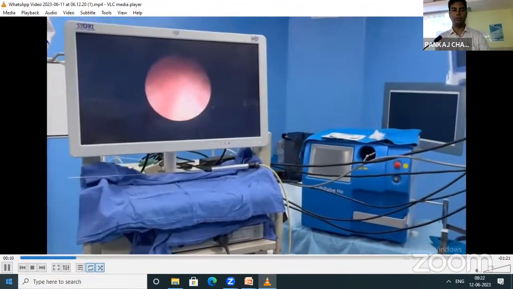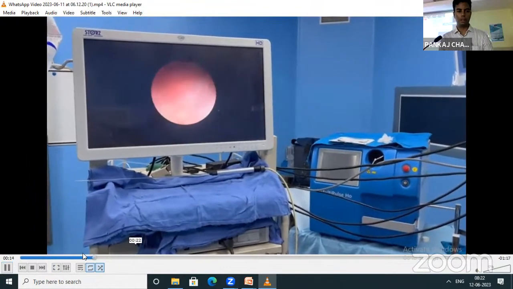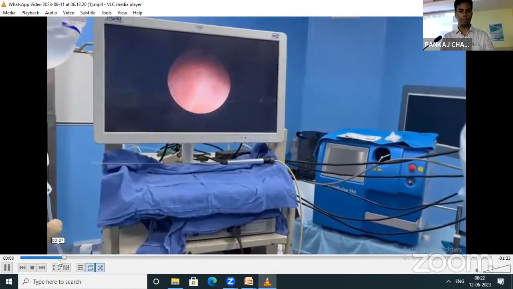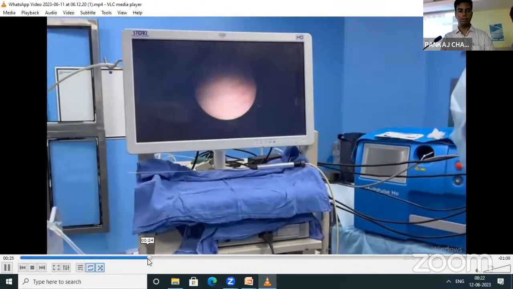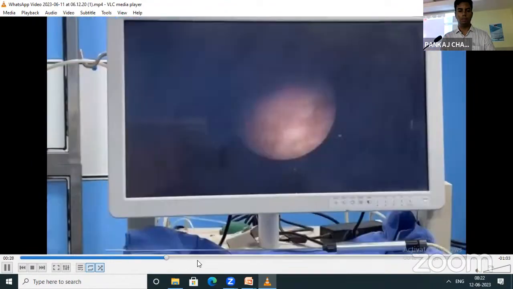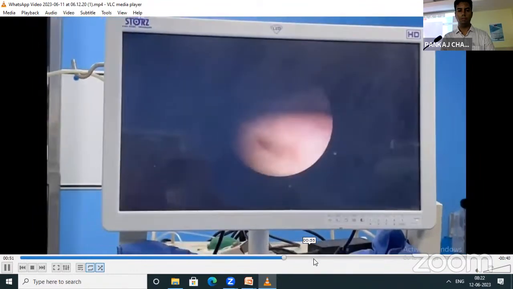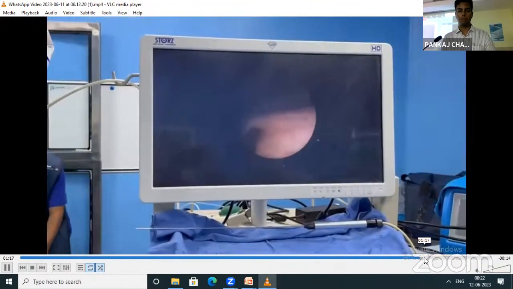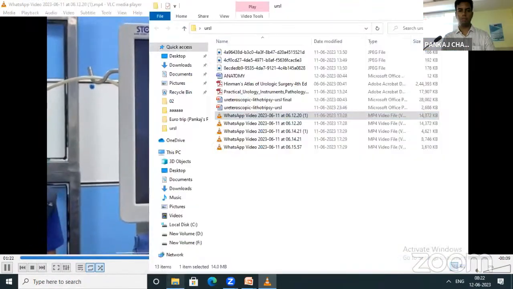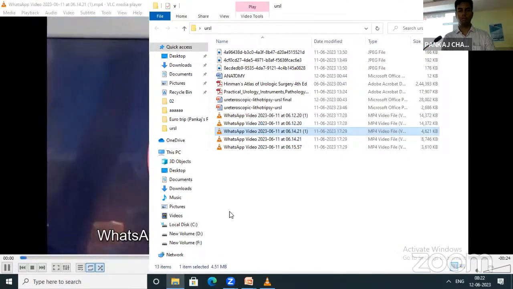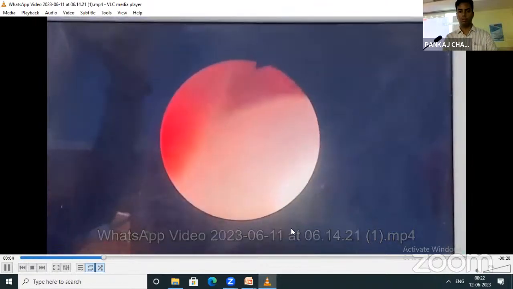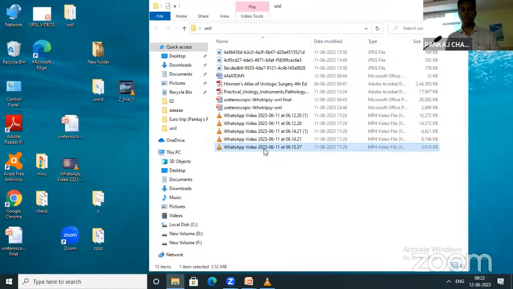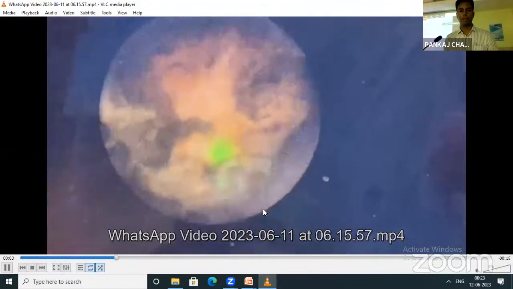Here a video of URSL is shown. A 53-year-old female undergoing URSL. First, the cystoscope is inserted and the cannulation is done. Guide wire is placed. The stone is located. Here the dusting of the stone is done.